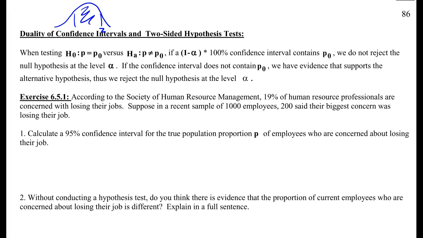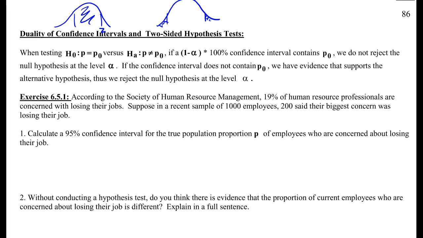In our hypothesis test, we go ahead and we get a z, and then we look at, especially in a two-sided hypothesis test, we look at the tail area. So we can kind of see how these two things are complementary to one another.